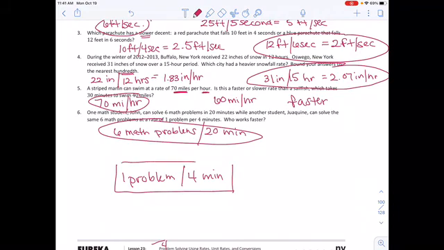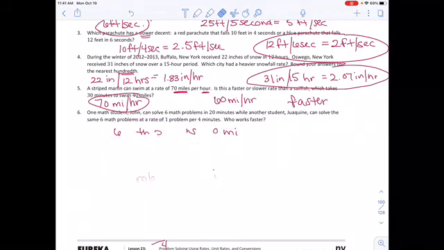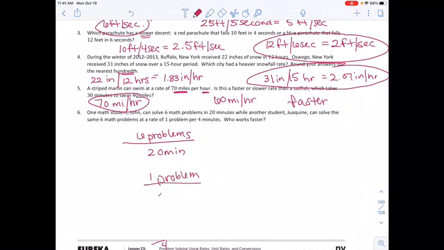Instead, I'm actually going to change this one. I'm going to rewrite these so that you can see it better. Instead of horizontally, I'm going to write them vertically. So you have 6 problems in 20 minutes. And here we have 1 problem in 4 minutes. So notice these are the same thing I just had. I just am writing it as a fraction instead of with a slash.